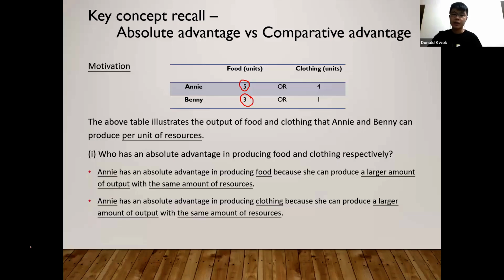How about clothing production? Given 1 unit of resources, Annie can produce 4 units of clothing, while Benny can only produce 1 unit of clothing. Again, 4 is greater than 1, so with the same amount of resources, Annie can produce more clothing than Benny. Annie has an absolute advantage in producing clothing because she is more productive in clothing production. So this is how we can determine who has the absolute advantage in production.